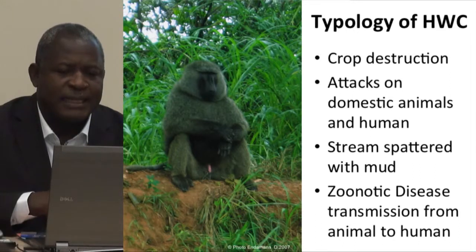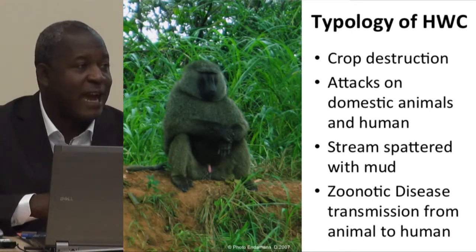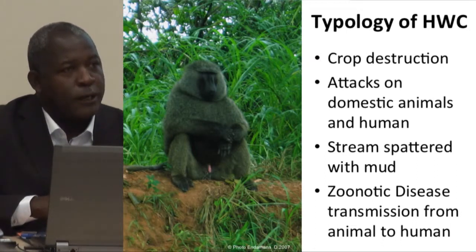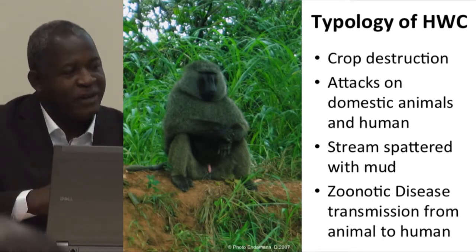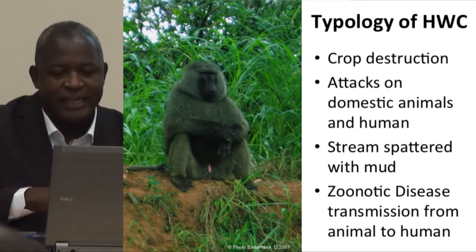This is the typology. It is very similar to the previous presentation because you have crop destruction, attacks on domestic animals and humans, and a stream pattern with mud. I can say that crop destruction is very high in the savanna zone, because in Cameroon you have several ecological zones. But if you want to talk of human-wildlife conflict in connection to great apes, you will find it mostly in the forest area.